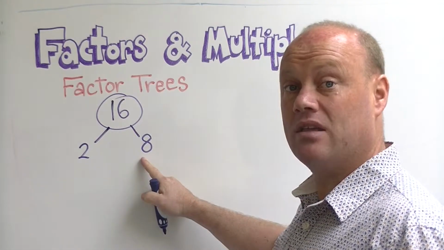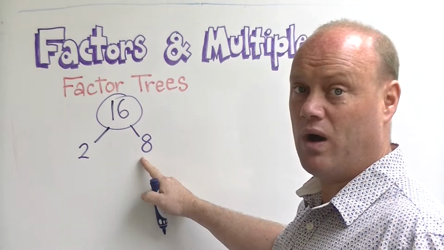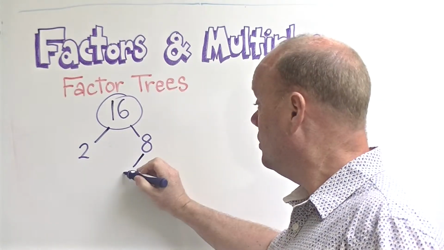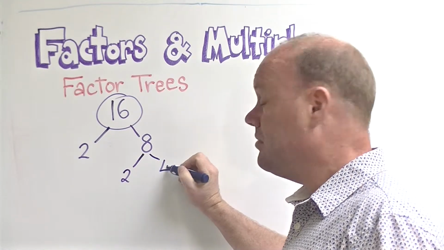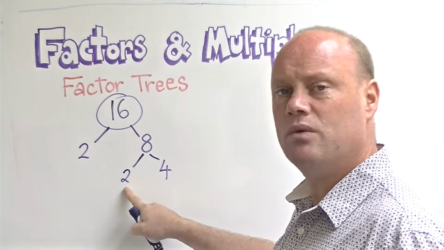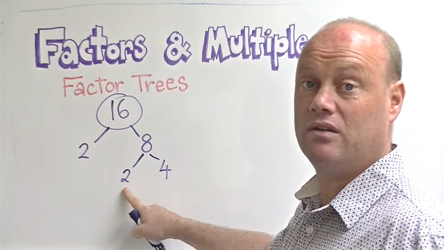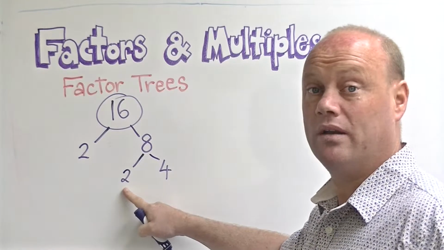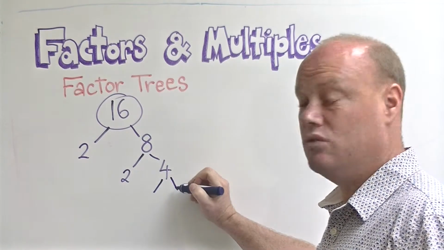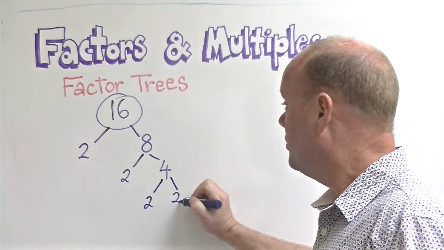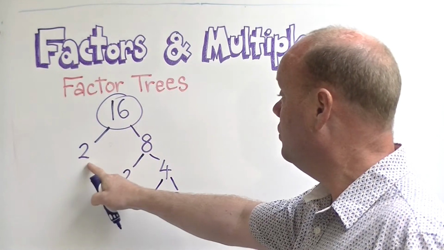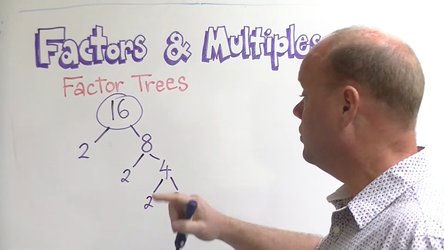But 8 has factors as well, other than 1. And those factors, again, I can think of are 2 and 4, because 2 multiplied by 4 gives me 8. Now 2 is where I'm going to stop here, because the only factors of 2 are 2 and 1. But 4 also has factors, which is 2 multiplied by 2. So the lowest factors of 16 are 2, 2, 2 and 2.